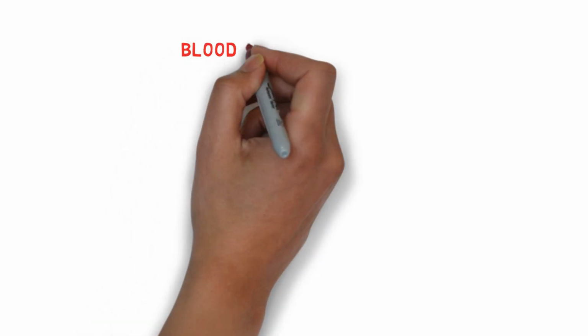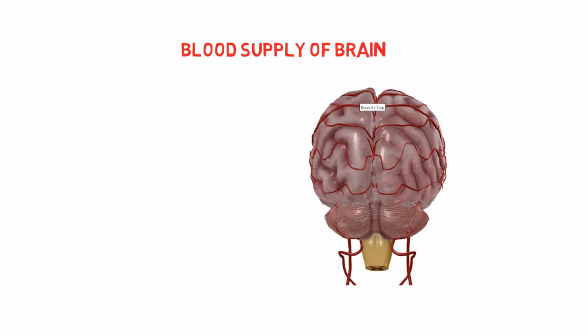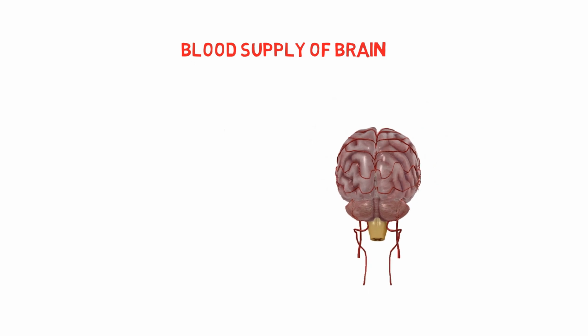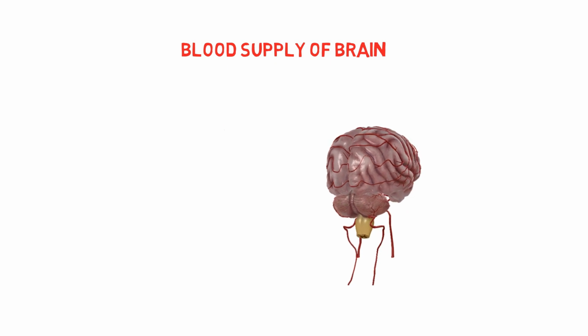Hey, in this series of neuroanatomy, we are going to discuss a very important part, that is the blood supply of the brain. The human brain is incredible and we must know its blood supply to identify many clinical presentations. Let's start.